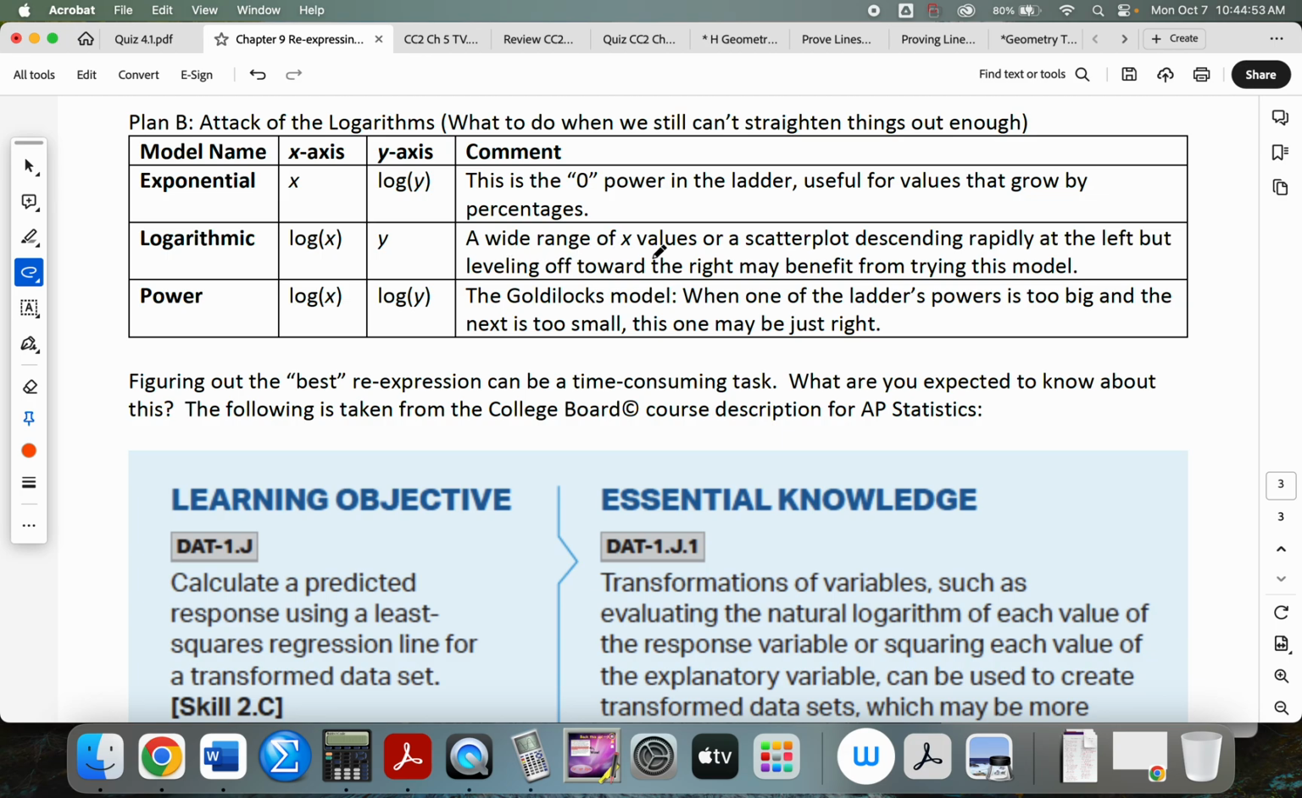Notice this one, when you have a wide range of x values or a scatter plot descending rapidly at the left, but leveling off towards the right, that may be helpful. That's the one we did with the CEOs. We took the log of the input values.